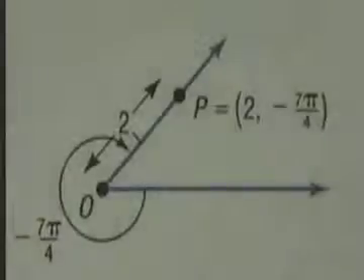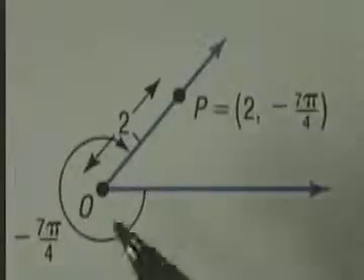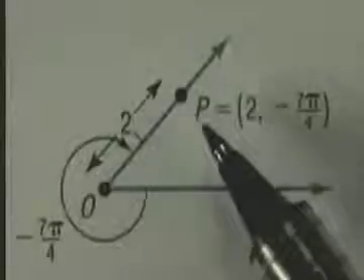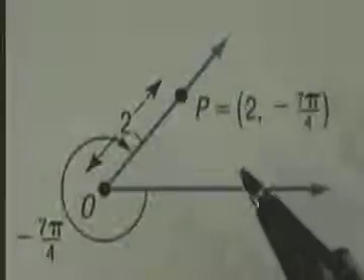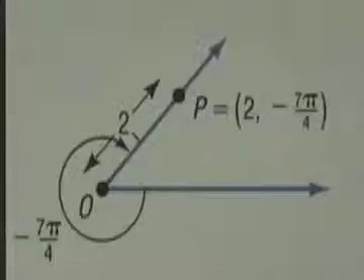The result that we should conclude is that there are an infinite number of ways of representing the same point in polar coordinates. This is different than Cartesian coordinates, in which each point was uniquely represented in the Cartesian plane.